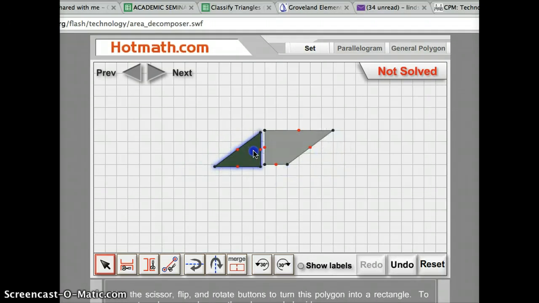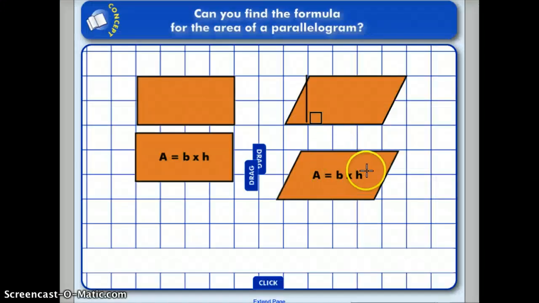So if I go back here and you look and you say, well, what's the base of this parallelogram? 1, 2, 3, 4, 5, 6. So you know it's 6, and what's the height? Well, if you can't see that that's the height, think about moving it over here. This is your height right here, 1, 2, 3. So 6 times 3 is 18. 18 that way, 18 this way. So that's why we can still use this formula to get the area of a parallelogram.